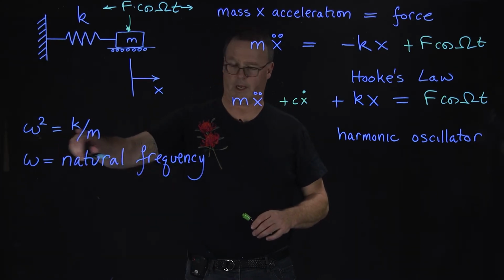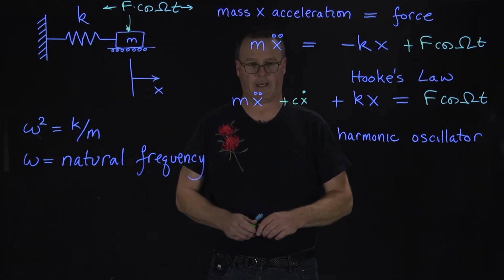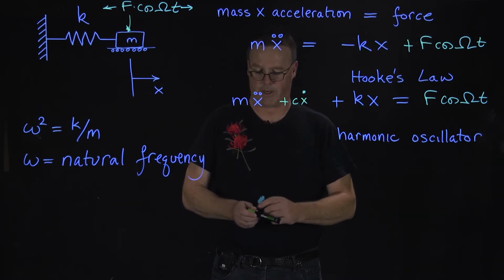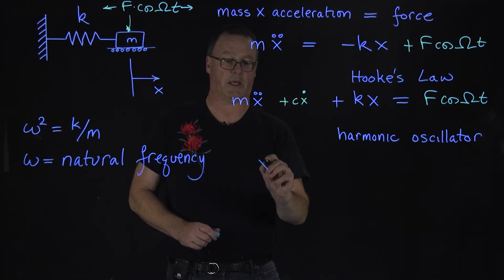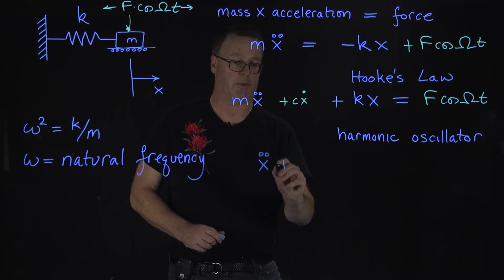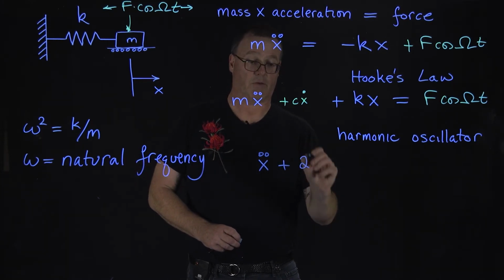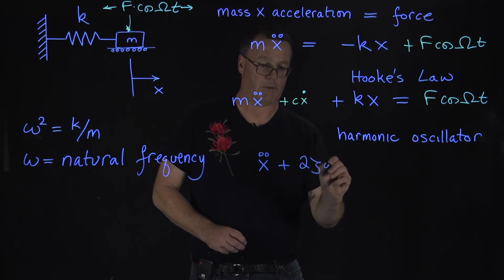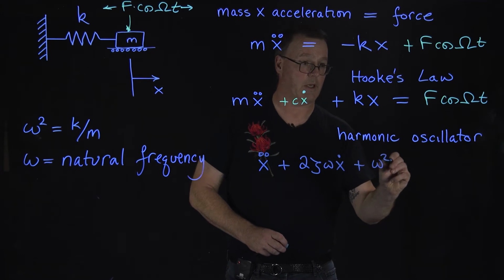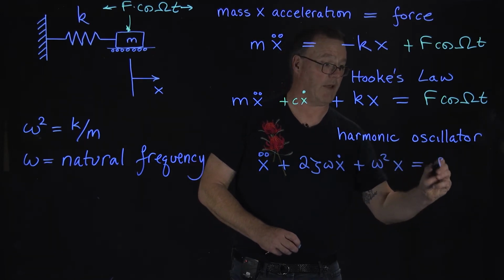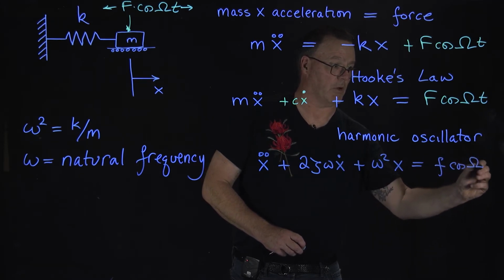Now, when I divide by m, things get a little bit more complicated in here with c over m, and I'm going to show you how to do the non-dimensionalization. So if we divide everything by m now, we get x double dot plus, and I'm going to write it in a funny way. I'm going to say c over m is 2 zeta omega times x dot plus omega squared x, and I'm going to say F cosine capital omega t here.